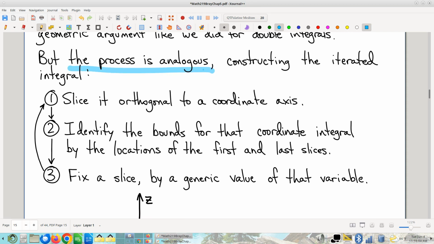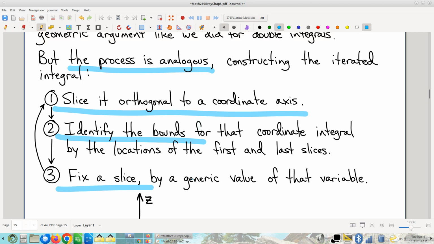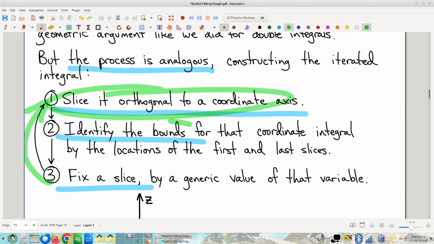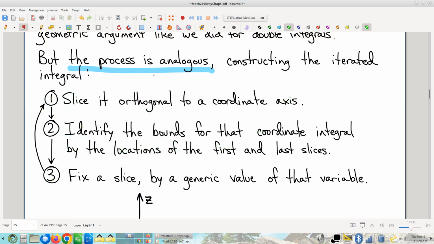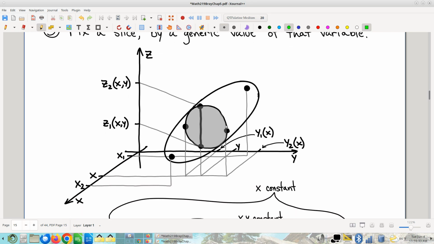An analogous process. We're going to slice in one direction, think about the bounds from the first and last slices, fix a slice, and then go back and slice in the next direction, and then identify the bounds in that next direction, and so on. Right, so we're going to cycle through the same three-step process, just now in three directions instead of two. So here's what that looks like in action.